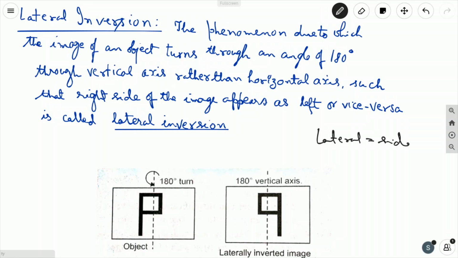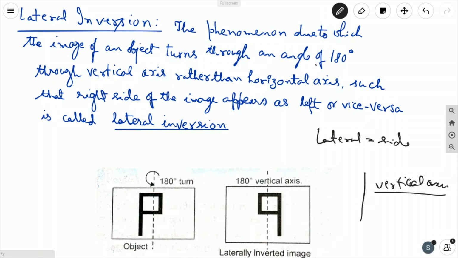Now this is the phenomenon due to which the image of an object turns through an angle of 180 degrees about the vertical axis. We have seen that our inverted image turned 180 degrees about the horizontal axis, but here it will turn about the vertical axis. This is called the vertical axis. Okay, it will turn in the vertical axis, right?